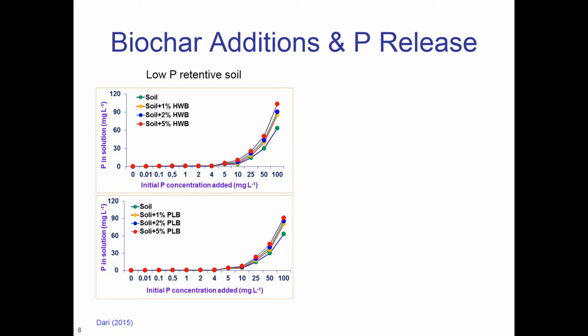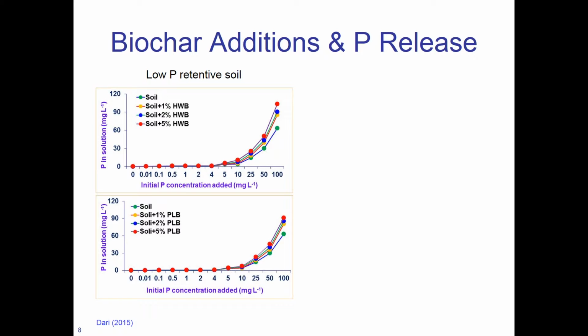We move next to see what happens when P is added to biochar. What we have here is a low P retentive soil. This is actually the Candler, as shown in the previous slide. And we looked at soil plus 1% hardwood biochar, soil plus 2% hardwood biochar, and soil plus 5% biochar.